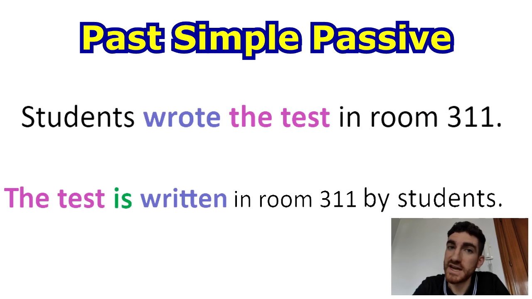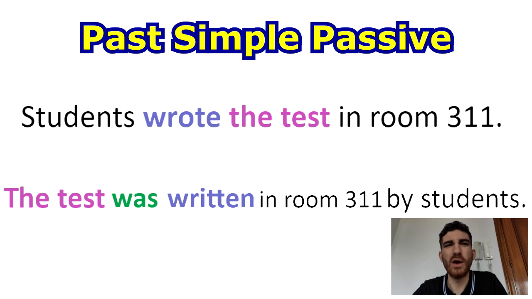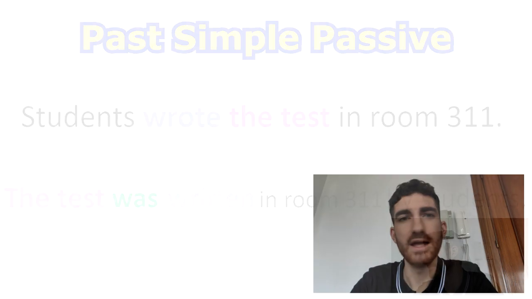So the only modification in this sentence is the verb to be, which has to be changed from present to past. So we remove is and we add was. Good. Why was and not were? Because it's the test, singular, and we use were for plural. Okay? And now let's have a look at negative sentences.